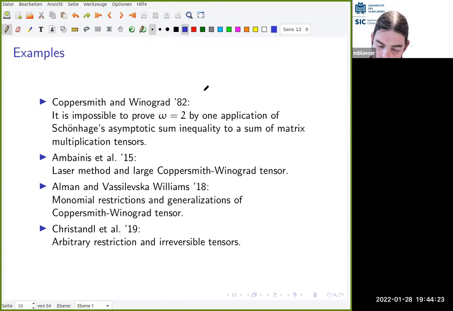So this is right after Schönhage proved his tau theorem. And what they proved is that you cannot prove that omega equals 2 if, as our restriction, we do one application of the tau theorem, which you also call the asymptotic sum inequality. I only have written it as some upper bound, but you also get a restriction out of it. So you cannot prove this with one application of such a restriction to a sum of matrix multiplication tensors. When you start with a fixed sum of matrix multiplication tensors and apply the tau theorem, you will never be able to prove omega equals 2. That was one of the first barrier results.